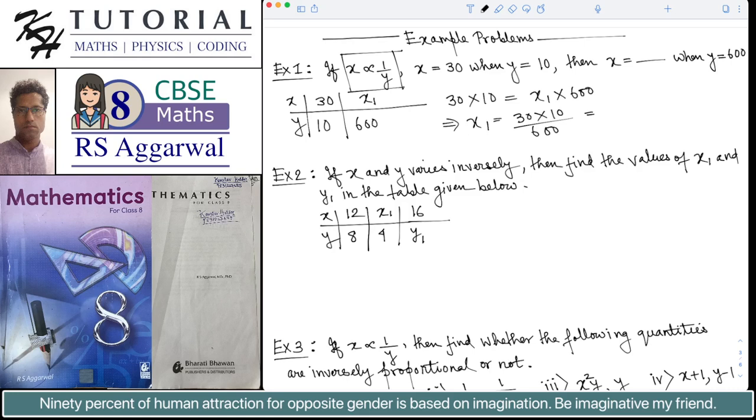Okay, so this is equal to, 2 cancels out, we have half. So the value of x1 is half. As you can see, if you multiply half and 600, it will be 300, and also if you multiply the first corresponding values, that is 30 and 10, it is 300. So in this case you can say that the constant of variation, or the constant of proportion, is 300, as we have discussed.